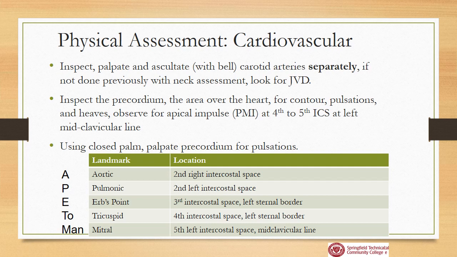And when you listen, you're going to start at the aortic, the 2nd right intercostal space, move on to the pulmonic on the left side of the chest, then down a bit to Erb's point at the 3rd intercostal space at the left sternal border, to the tricuspid point at the 4th intercostal space, left sternal border, and then you're going to move to the left to the 5th left intercostal space at the midclavicular line for the mitral valve. And a good mnemonic to remember these landmarks is APE TO MAN.